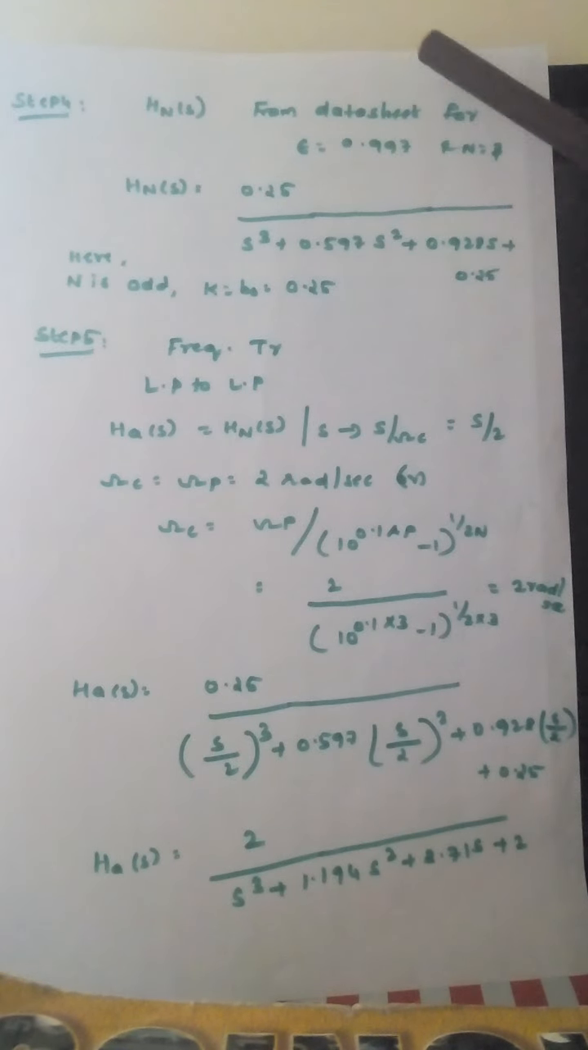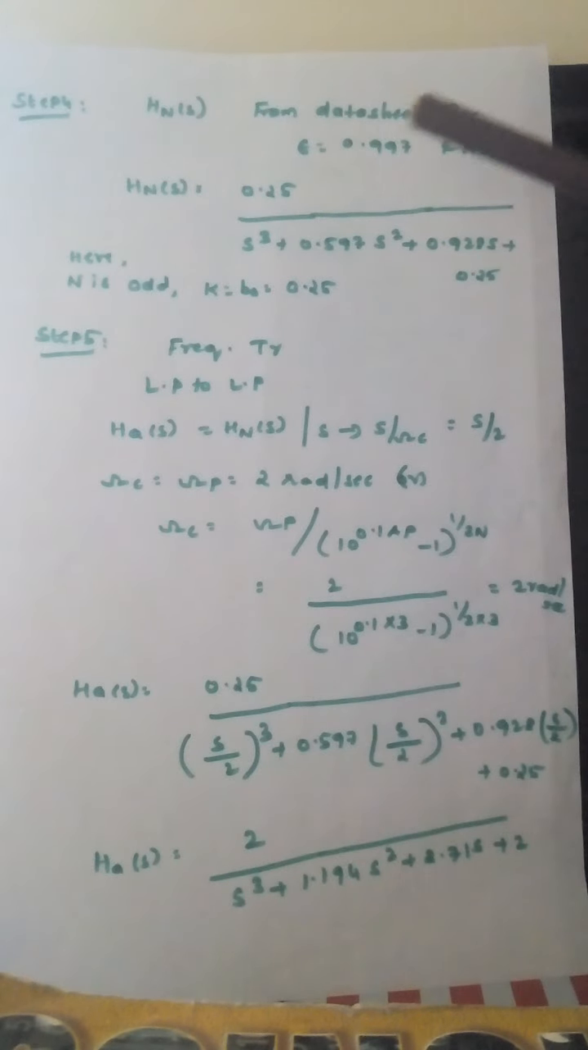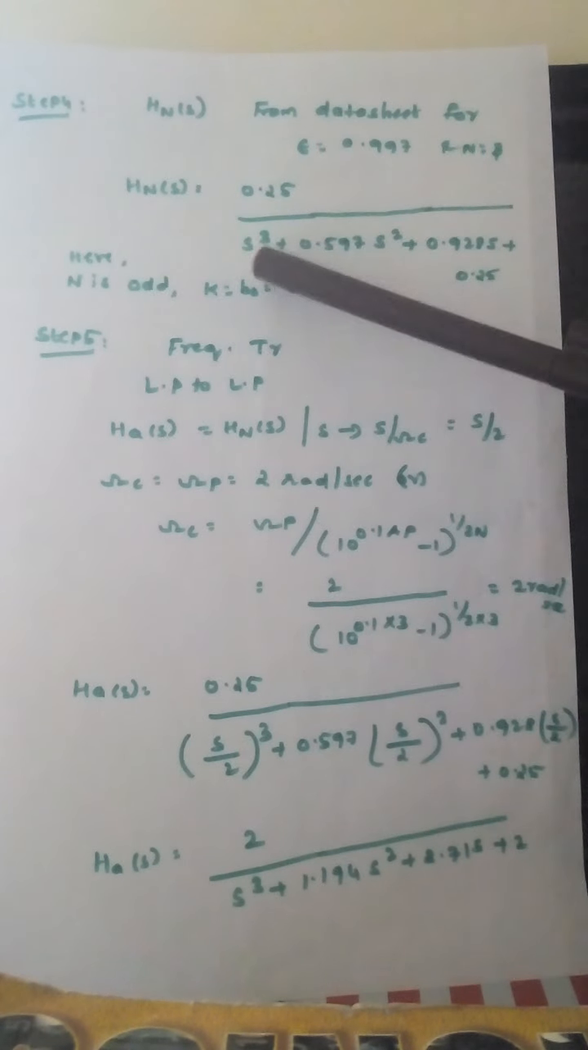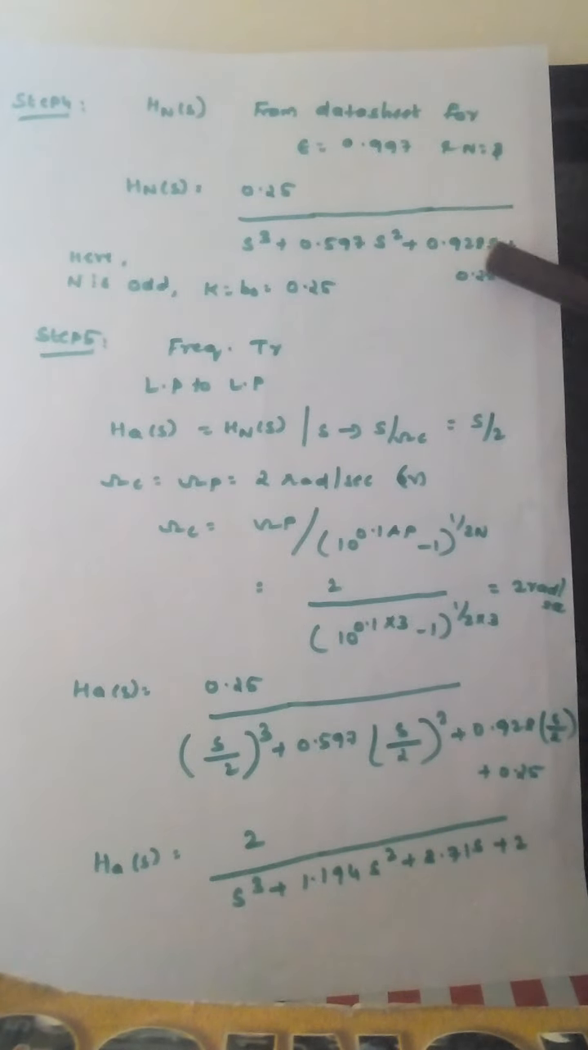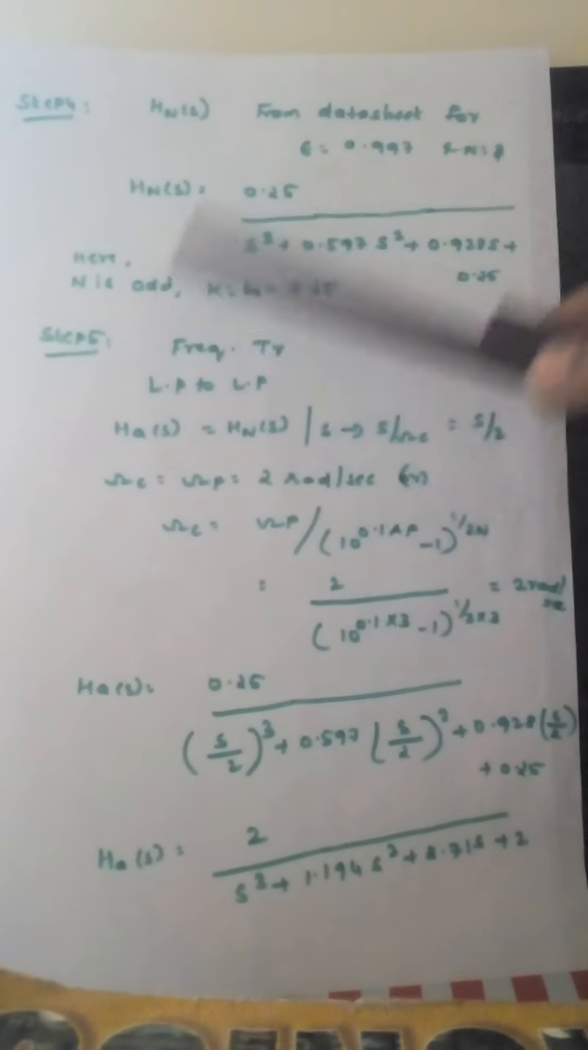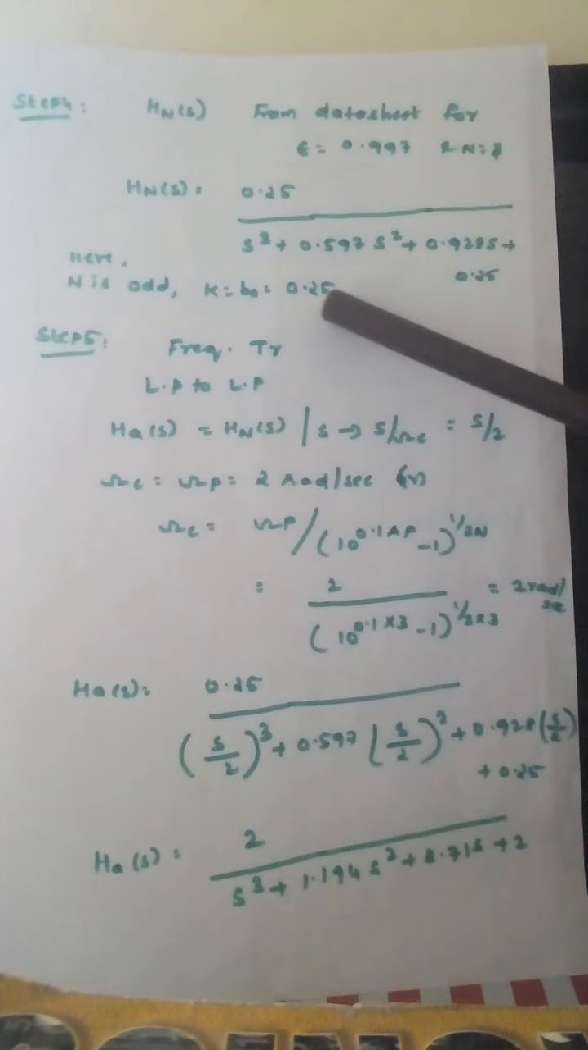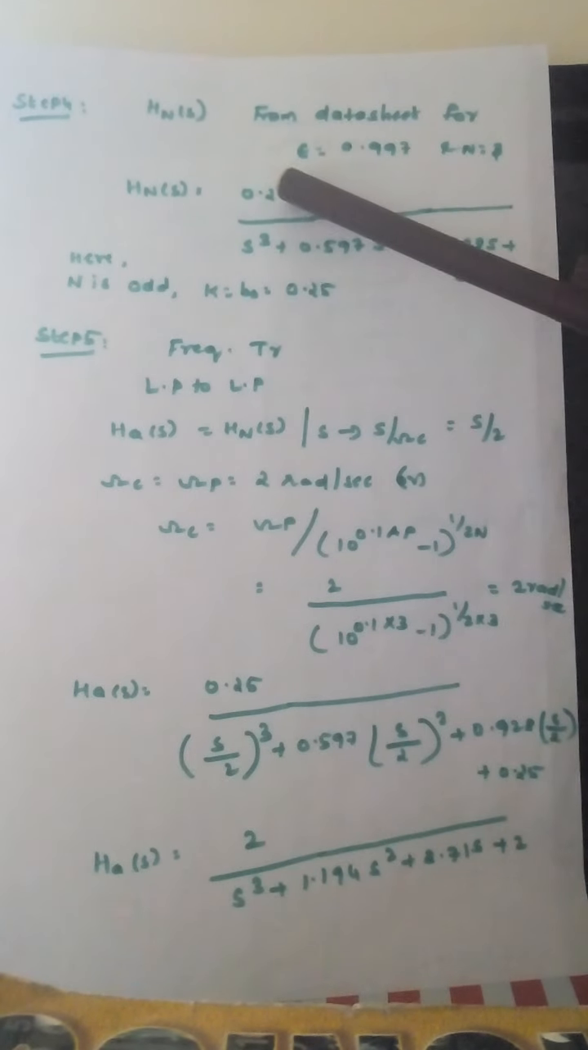So next, from the data sheet, we have to write down the transfer function. For that we consider epsilon is 0.997 and the n value we got is 3. So you have to go to page number 3. There you will get the epsilon value 0.997. Down there you will get different values of n. In that, select n equal to 3. There we get b0, b1, b2, all the values. So we can write s cube plus 0.597 s square plus 0.928 s plus 0.25. Here the k value can be found: n is an odd value, so k value will be equal to b0. Here b0 is 0.25, so the k value is 0.25.